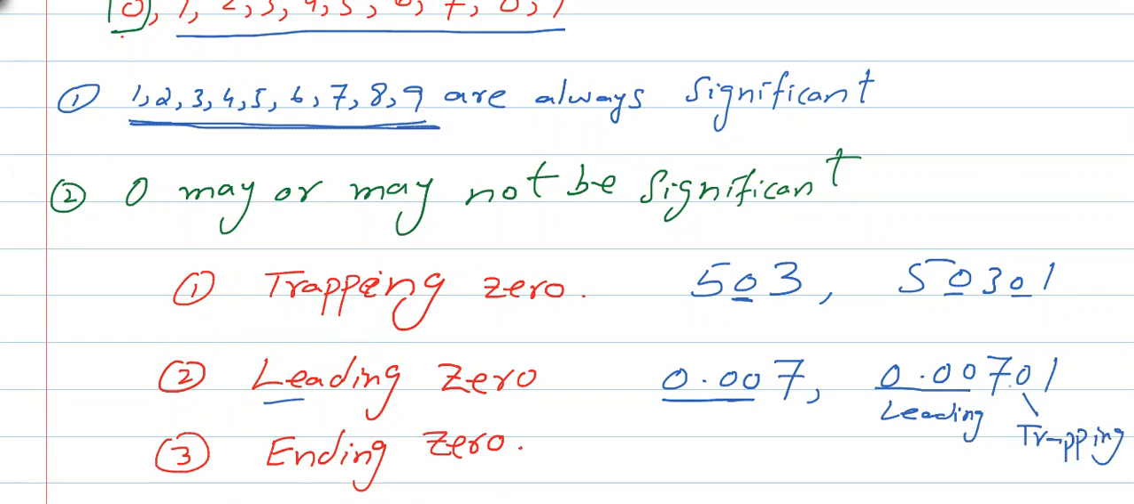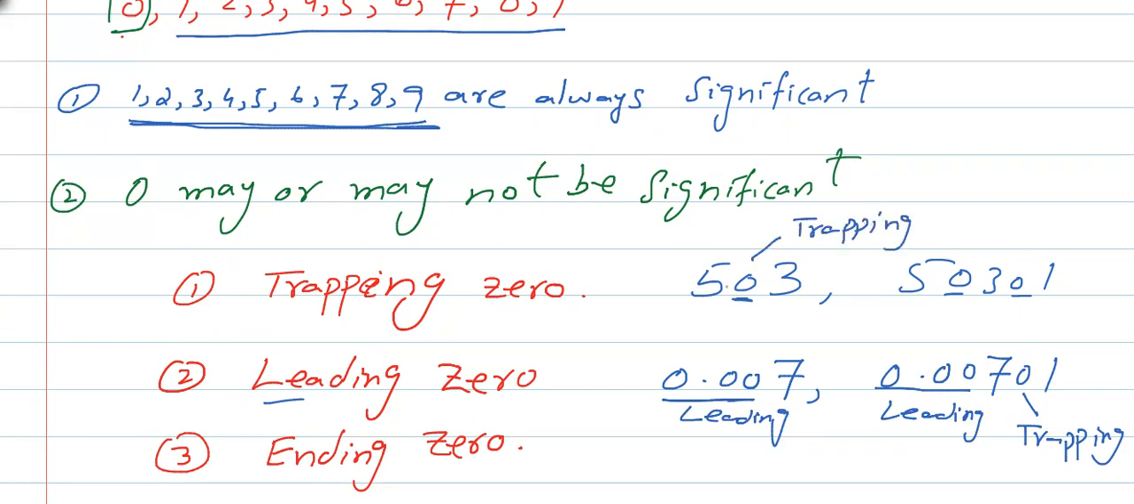Why is this one trapping? Because it is coming between 7 and 1, so it is trapping. Okay. Now in this case, these are leading. Why leading? Because they come before the main significant digits. In this case, this one is trapping.